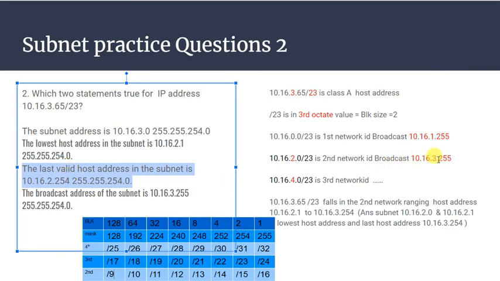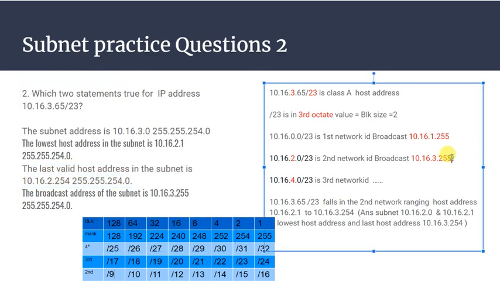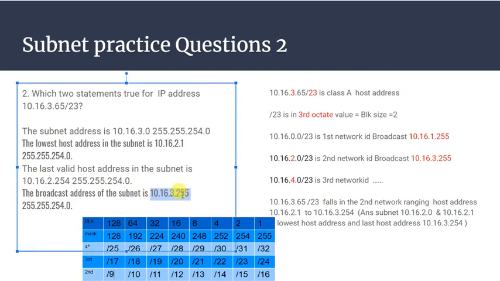No, the last address could not be 3.255. Because the broadcast address is 3.255, the last address will be 3.254. So this is also wrong. So we can go here, the broadcast address, this is correct, and that's right. If you want this one to be right, you should put 3.254. Yeah, that's wrong here, it cannot be 2.